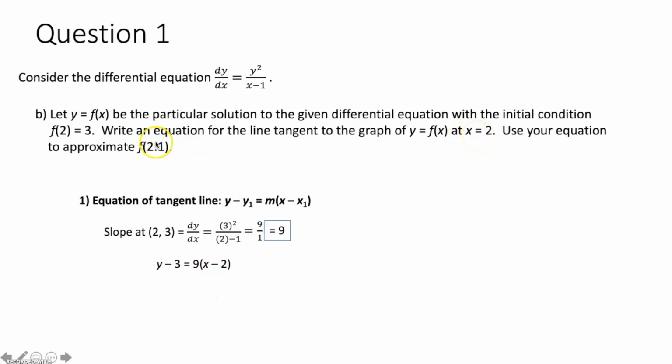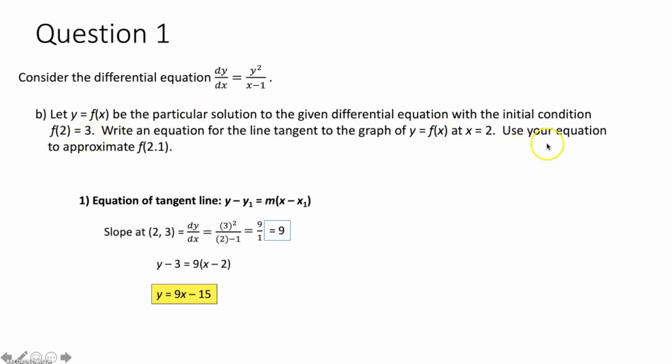Now on the AP test, when it says write the equation for a line, it typically wants it y equals. So you could just add the 3 to the other side and call it a day. That would be totally fine. You don't have to simplify on the AP test. Or if you wanted to put it into slope-intercept form, you could distribute the 9 and then add the 3, and you would get y is equal to 9x minus 15. So this would be the equation of the line tangent to your particular solution at the point 2, 3.